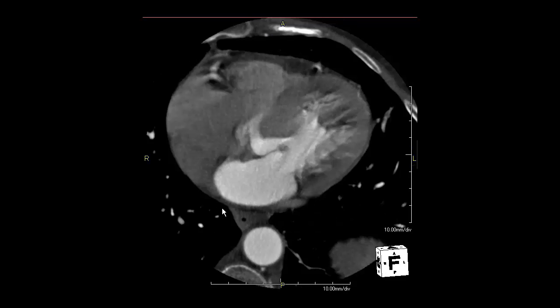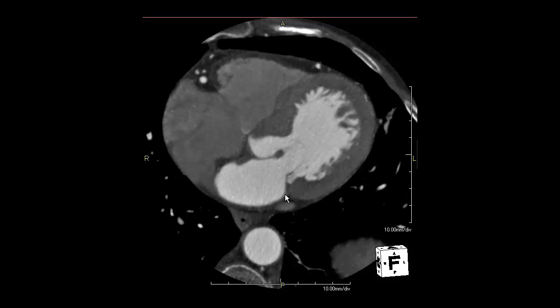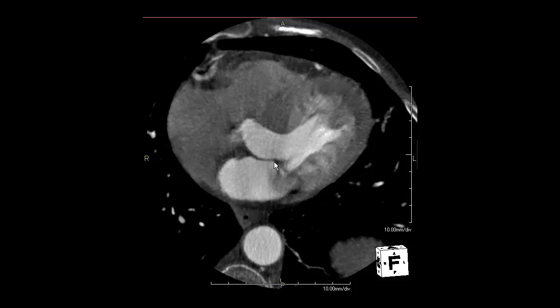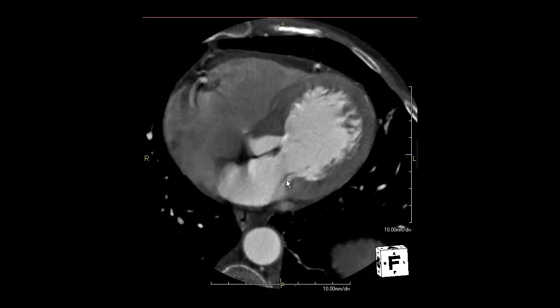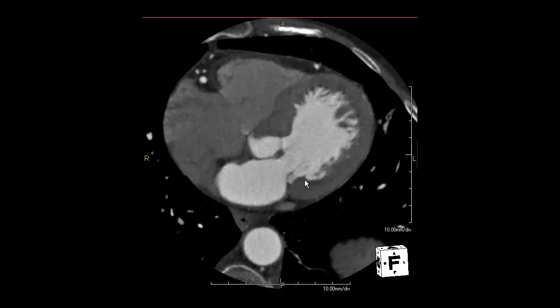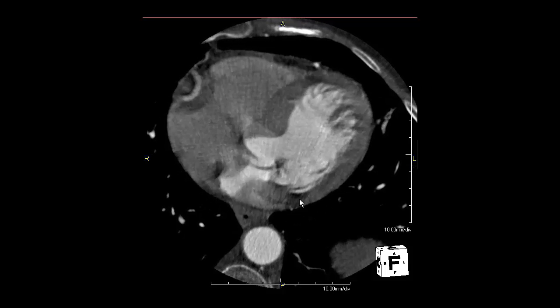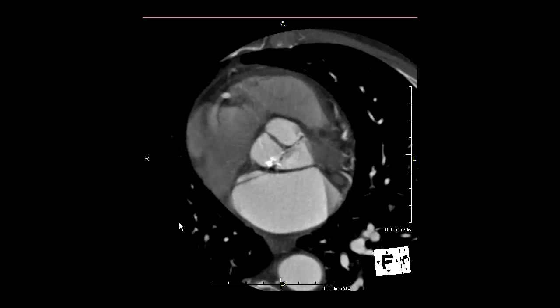We can take a better look at the mitral valve leaflets. You can see here that the anterior valve leaflet appears to be thickened. There may or may not be some thickening of the posterior mitral valve leaflet. However, they open normally.